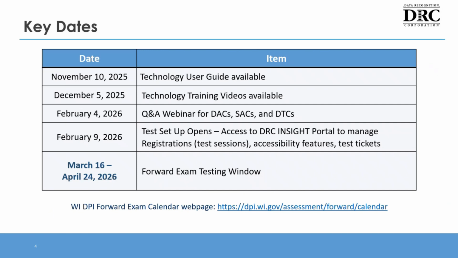The test setup window opens on February 9th. At that time, students will be loaded into the DRC Insight portal, and assessment staff will have access to manage registrations, accessibility features, and test tickets. And lastly, the Wisconsin Forward exam test window runs from March 16th to April 24th. To see a full list of key dates, you can check out the Forward exam calendar webpage on DPI's website linked at the bottom of this slide.